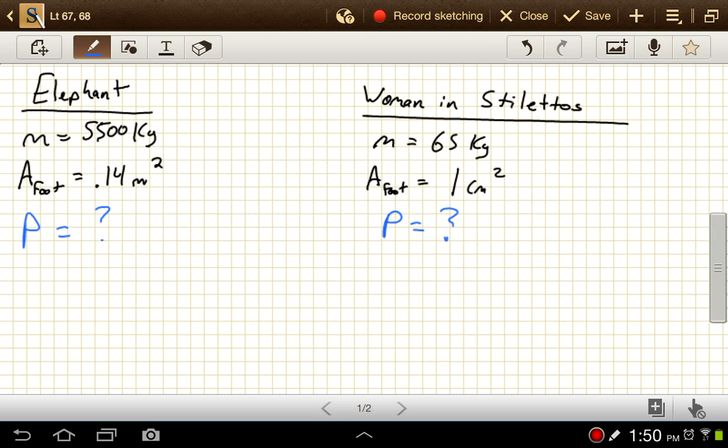And pressure is force divided by area. We haven't been given a force, but we have a mass. So our force is just going to be equal to the weight, which for the elephant will be 5,500 kilograms times 9.8 meters per second squared. And so the force is going to be 53,900 newtons.